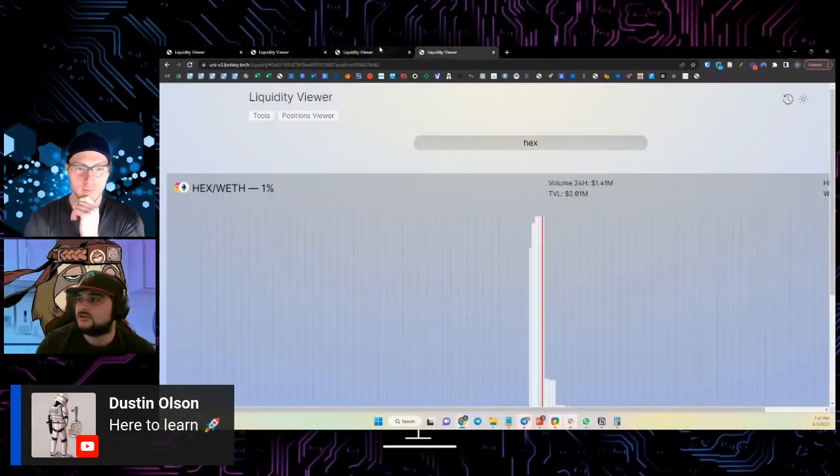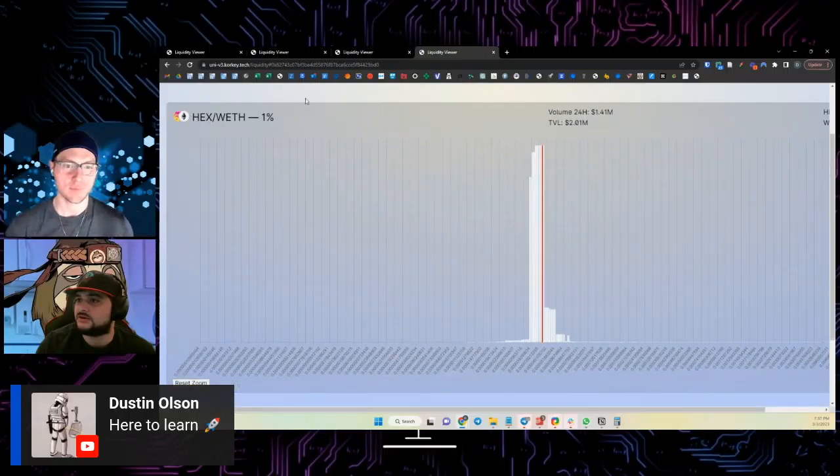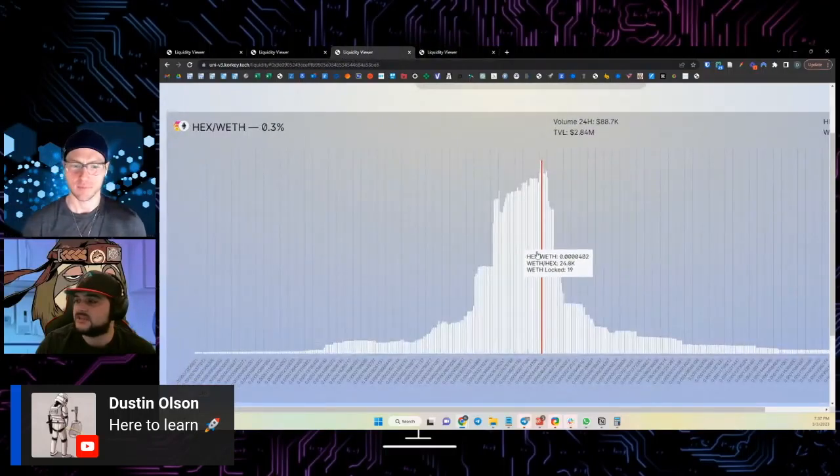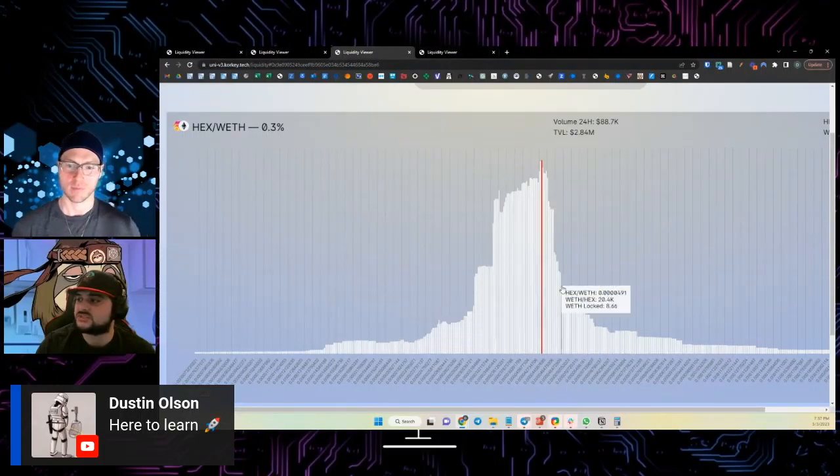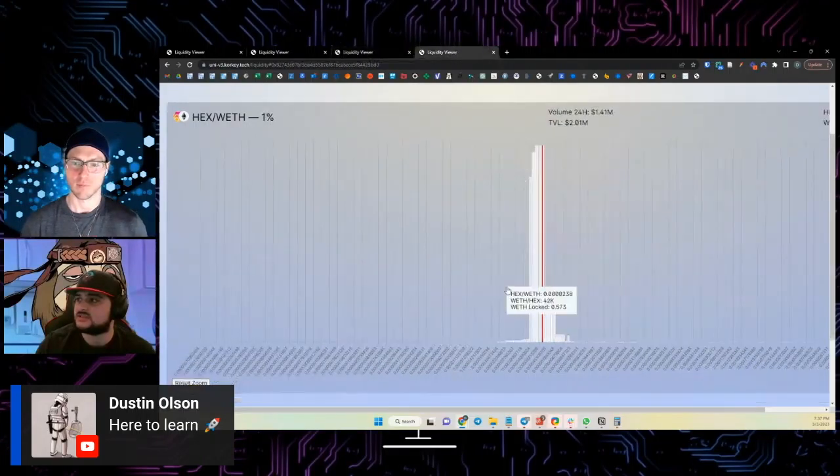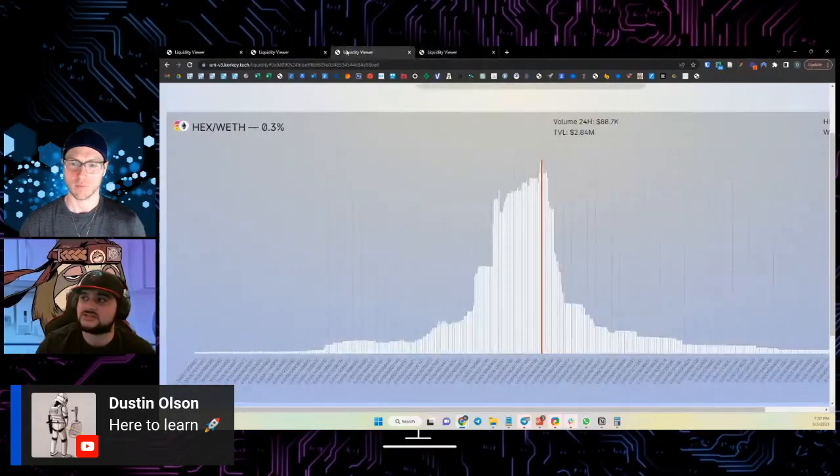But then you can do the same analysis on these Ethereum pairs too. So all of this is bid support. All of this is resistance, or sell side liquidity. And in the 0.3%, you're seeing it more spread out, a lot more bid support, a lot less resistance. And over here, again, you're seeing a lot more bid support and a lot less resistance.